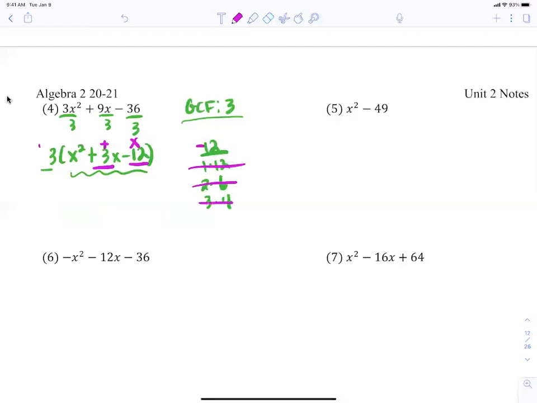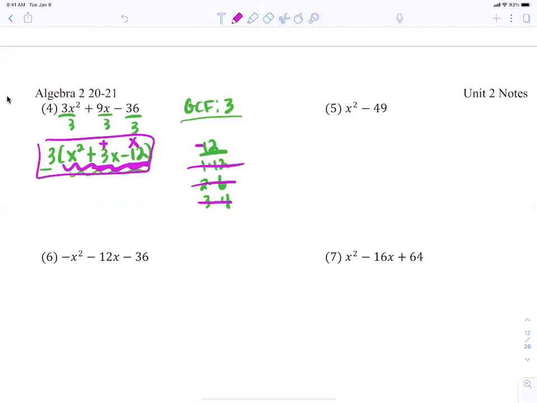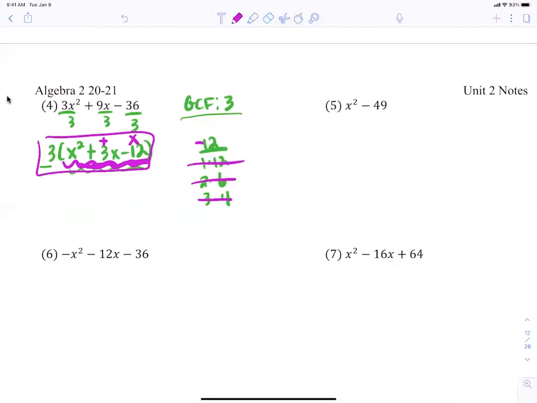What that means for us is that this is my final answer. It means that this leftover piece inside right here does not factor anymore. This part of it right here is what we call prime. It's kind of like if I were to ask you to factor the number 7. You're saying, well, what multiplies to give me 7? It's really just 1 and itself.